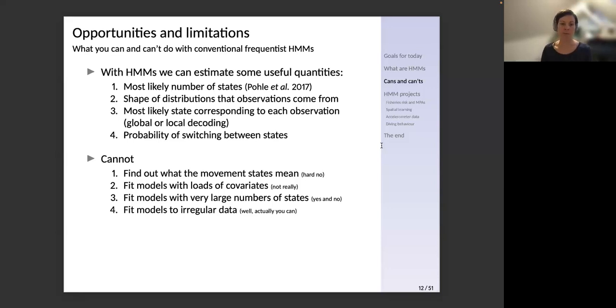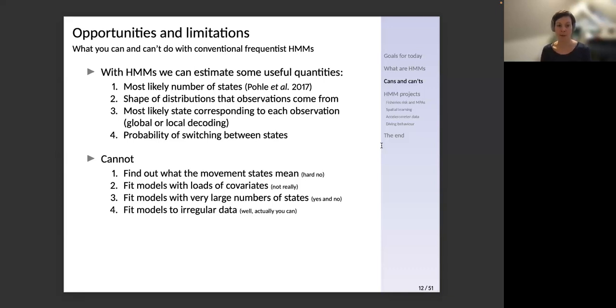A lot of people say, well, my process might have lots and lots of states instead of two or three. Can I fit a model with lots and lots of states? And the answer is yes. I've put here yes and no, because it's no, you can't do it with the standard machinery that you'll find in the packages that I listed, but you can do it if you code the models up yourself and add some clever maths to deal with the fact that you'll end up with really large matrices.